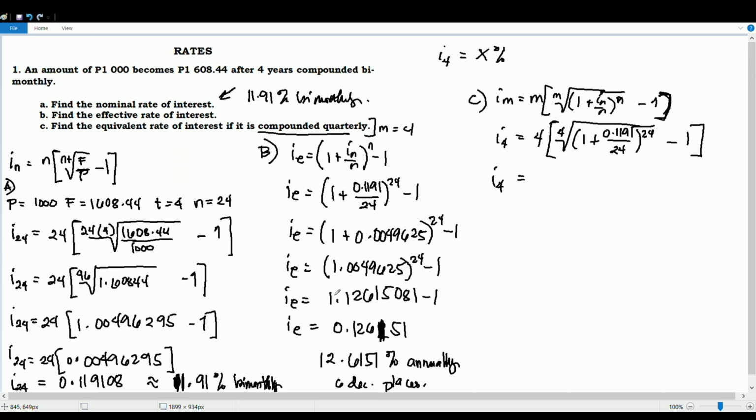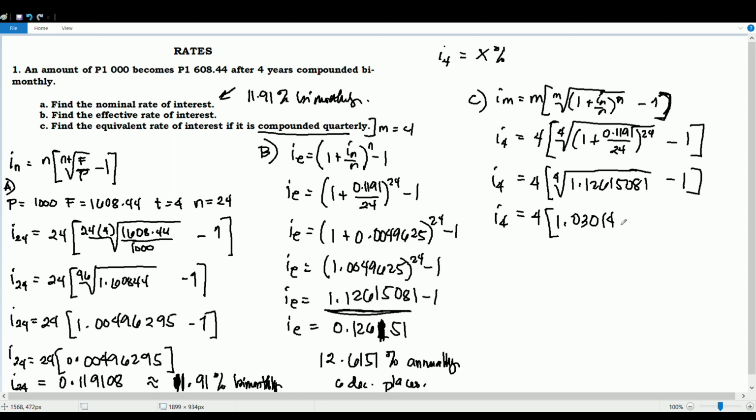As provided in our solution B, now in the effective rate, this is the answer. That's raised to 24. So we have 4 times the bracket of the 4th root of 1.12615081, then minus 1. The question is, what is the 4th root of the given decimal number, or the radicand? So we have 4 times the 4th root of the radicand is equal to 1.03014685 minus 1. We have to subtract 1 from the number.